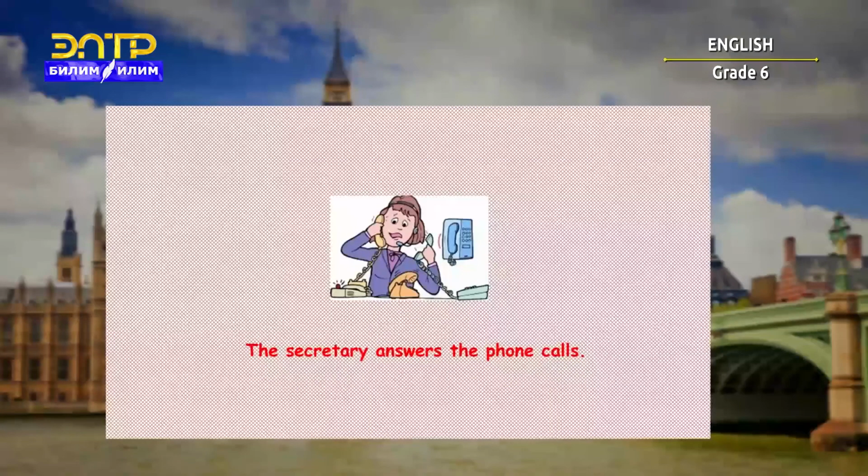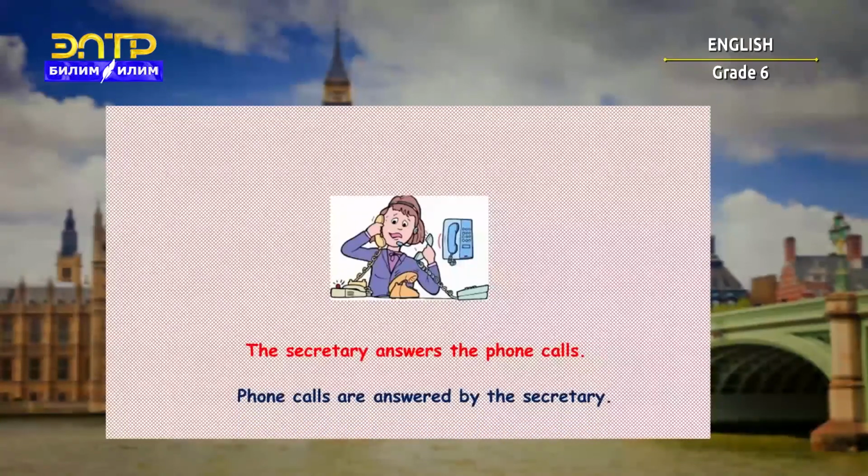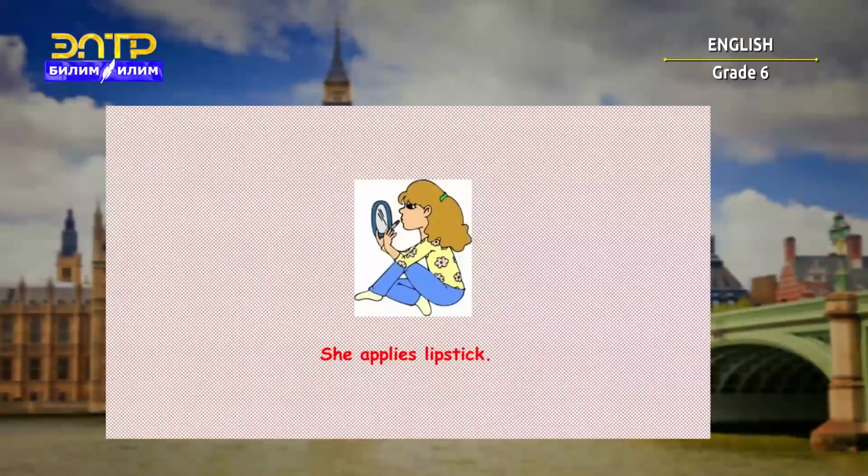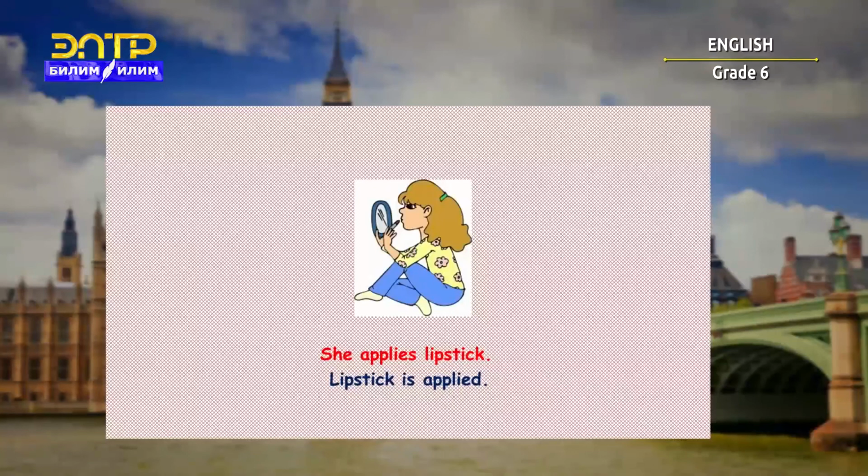The secretary answers the phone calls. And its passive form will be: phone calls are answered by the secretary. The next, she applies lipstick. And its passive form is: lipstick is applied.